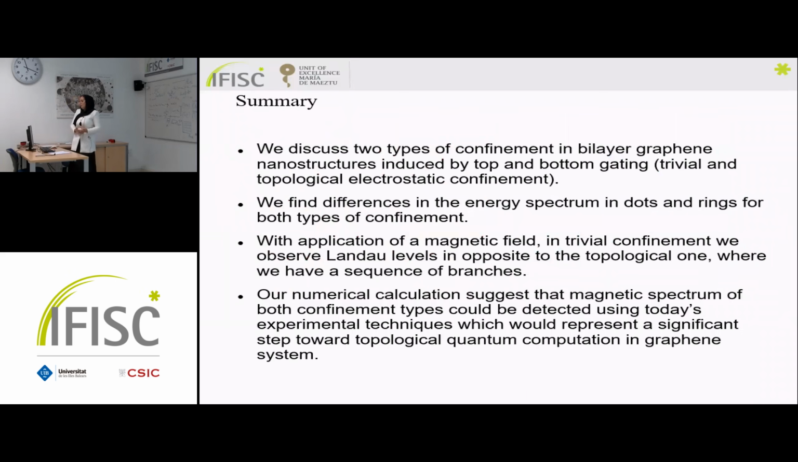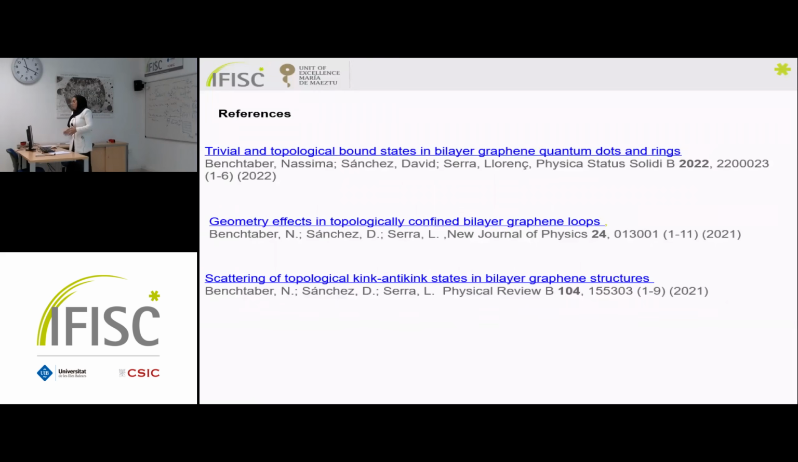So as a conclusion, we discussed two types of confinement in bilayer graphene structures, induced by top and bottom gating, trivial and topological. And we also find some differences in the energy spectrum for the dot and for the rings. Our numerical calculation suggests that the magnetic spectrum of both confinement types could be detected using experimental techniques, which will represent a significant step toward topological quantum computation in graphene systems. And these are some references about our paper on topological and trivial confinement in bilayer graphene. Thank you for your attention.